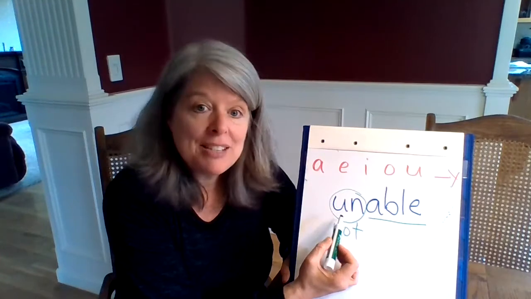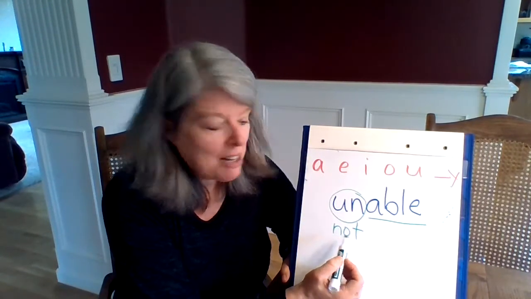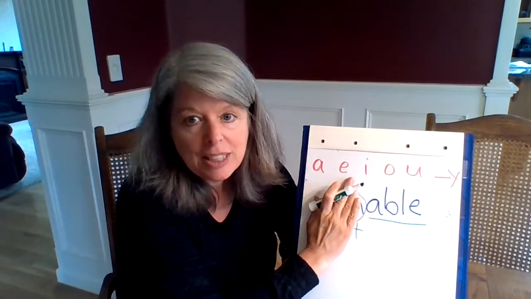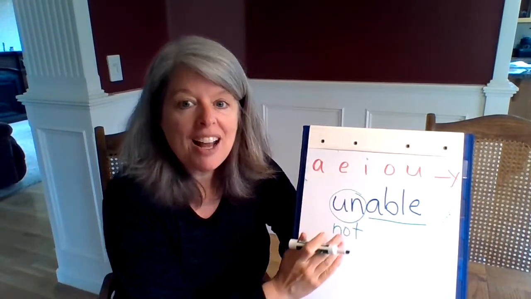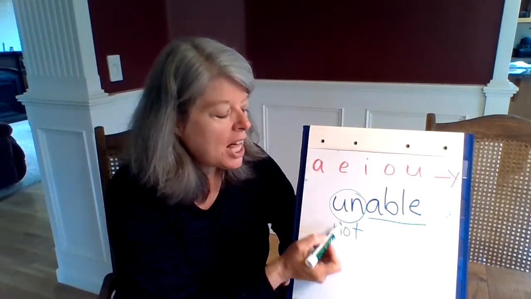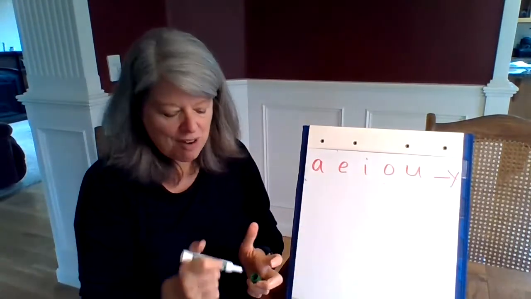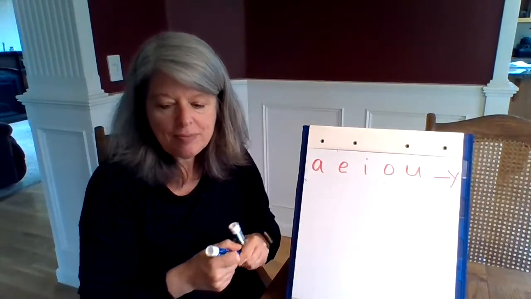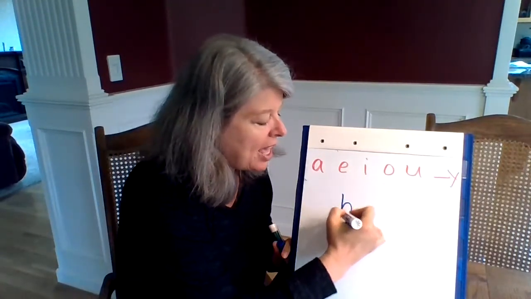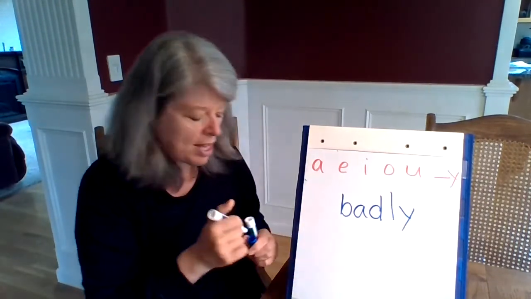You can see how being able to find the prefixes and suffixes will help you understand what words mean. Able means you can do something, but unable is the opposite. It means you can't do something. Un means not. All right, write the letters B, A, D, L, Y.